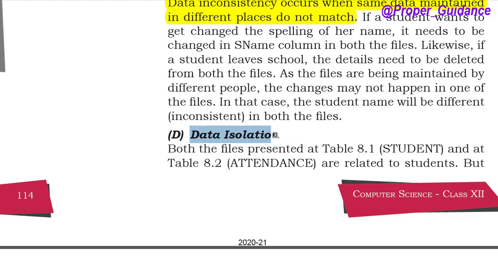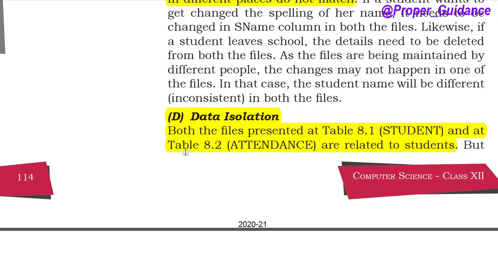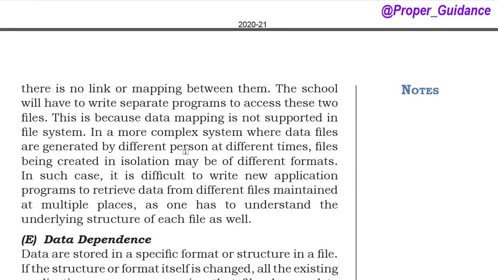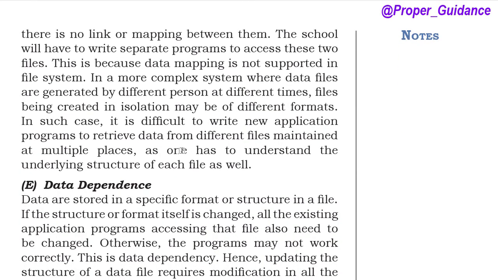Next, data isolation. Both the files presented in table 8.1 and table 8.2 are related to students. But there is no link or mapping between them. Both the tables are different. The school will have to write separate programs to access these two different files. This is because data mapping is not supported in a file system.